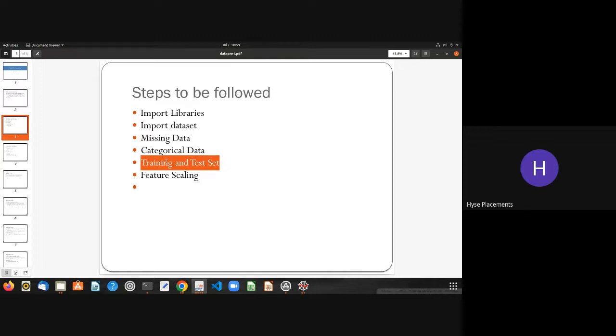Okay, feature scaling, the standard normal distribution, which I have told you. Sometimes you don't have missing values, then there's no need to perform the missing values data preprocessing techniques. And if you don't have categorical data, avoid that. If you want only training and test and feature scaling, do it. So how to do the process if you have missing data, if you have categorical data?